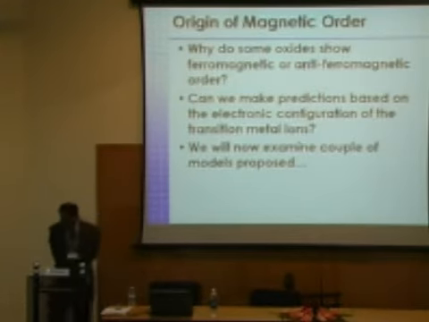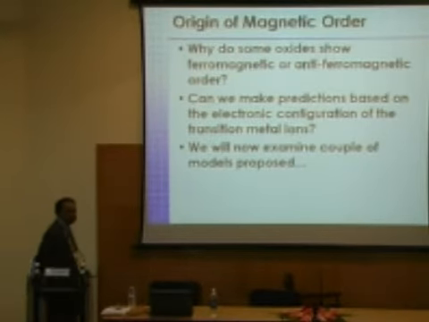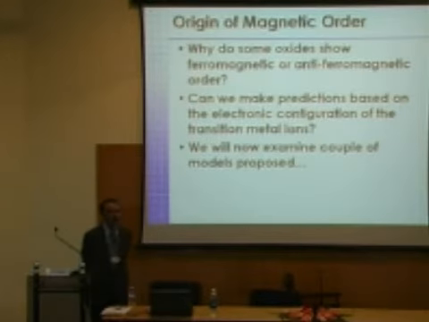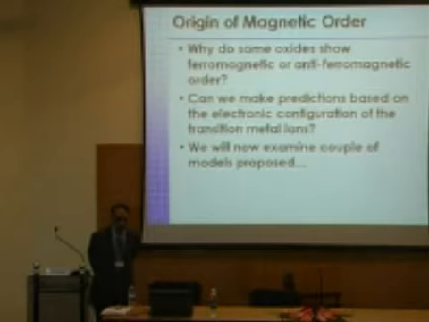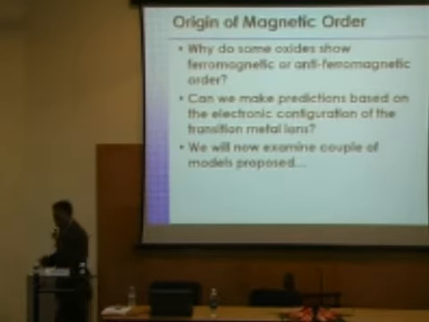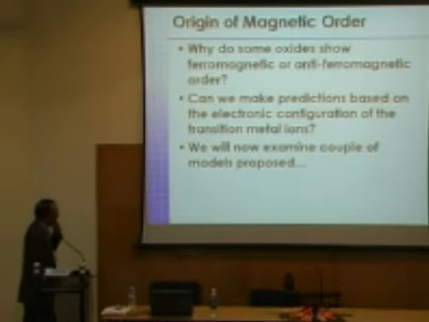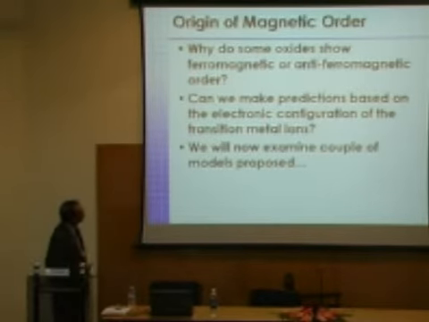Okay, now the question is, I still did not answer why some compounds show ferromagnetism and some show antiferromagnetism. Can we predict? Given the crystal structure of the material, how the atoms are arranged, what the angle between the atoms is, and the distance between the atoms, can I think of a qualitative model that will perhaps help me predict whether it is ferro or antiferro? That's what I'm going to talk about in the next couple of slides.